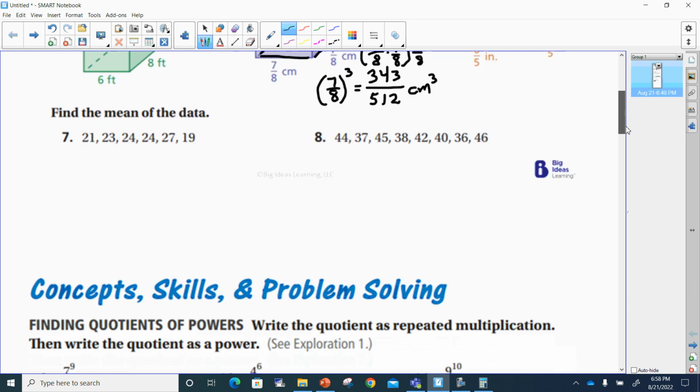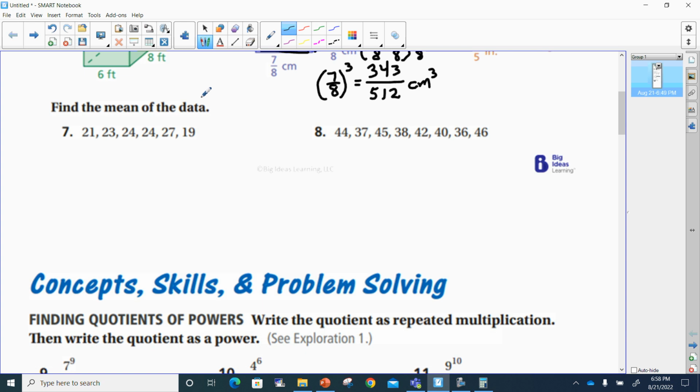Let's go on and work number 7 now. Find the mean of the data. The mean is the average. The average means I'm going to add up all these numbers, and then divide it by the number of numbers there are. So let's just add these together. 21 and 23 make 44. 24 and 24 make 48. And 27 and 19, that's going to give me, let's see, a 6, and the 1, looks like 46.